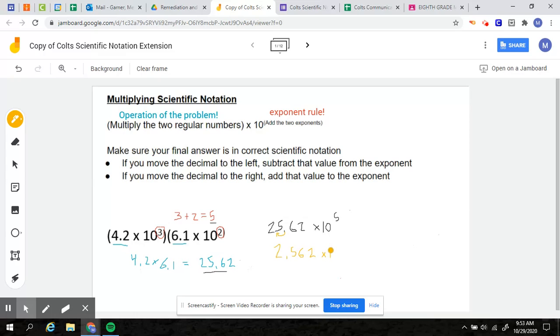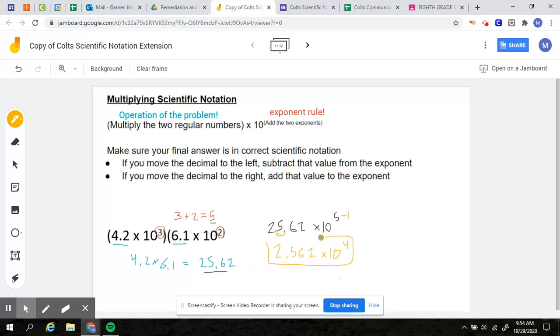But remember, moving the decimal place is going to change your exponent. So you see up here, we have this little hint for you. In this case, we're moving the decimal to the left, so we're then going to subtract from the exponent. We moved it one time to the left, so I'm going to subtract one number from my exponent. So instead of 10 to the 5th power, I'm now going to have 10 to the 4th power. And then this is my final answer.